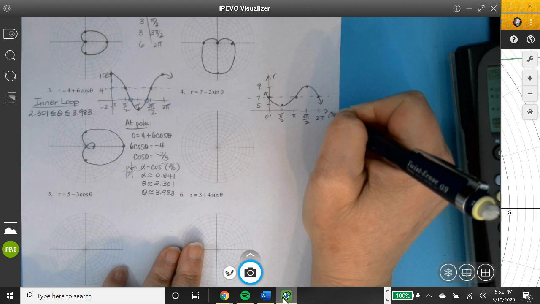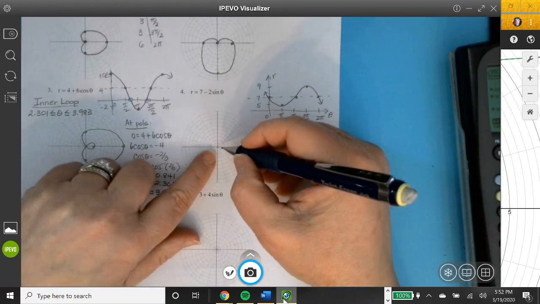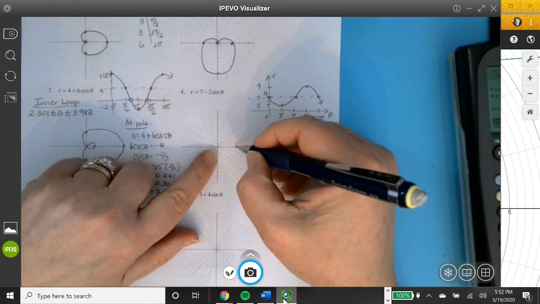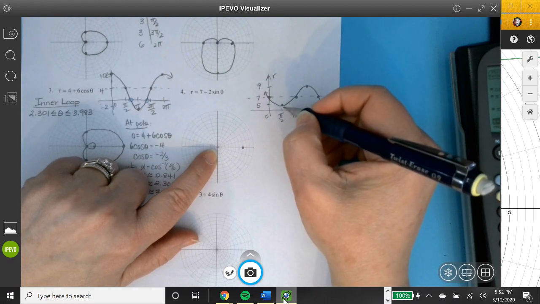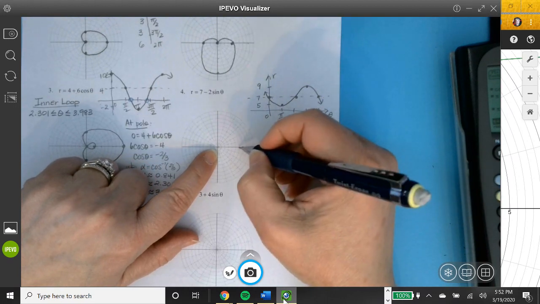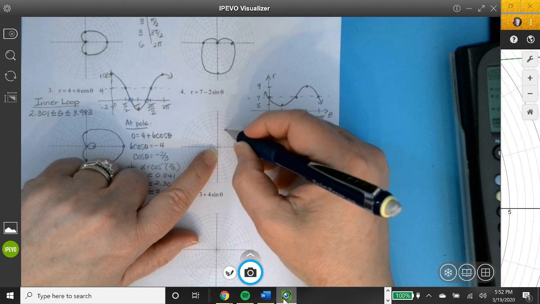All right, so let's graph some points. R is 7, out radially 7 and rotate nothing. So 1, 2, 3, 4, 5, 6, 7, rotate nothing. And then I'm going to have my radius of 5. 1, 2, 3, 4, 5, rotating pi over 2.